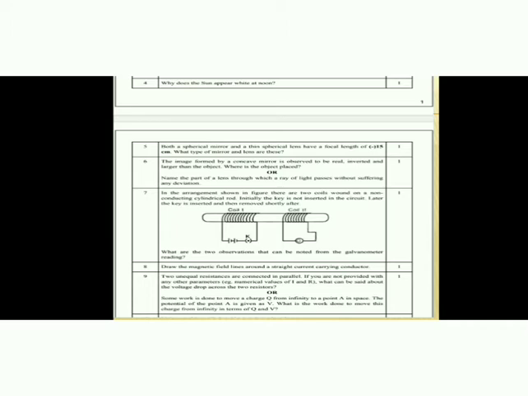Hence, there will be less scattering. So if the scattering is very less, the object appears to be white. Hence, the sun appears white at noon since there is least scattering at noon. Okay, so that is the answer for the fourth question. Now, let's discuss the fifth question.